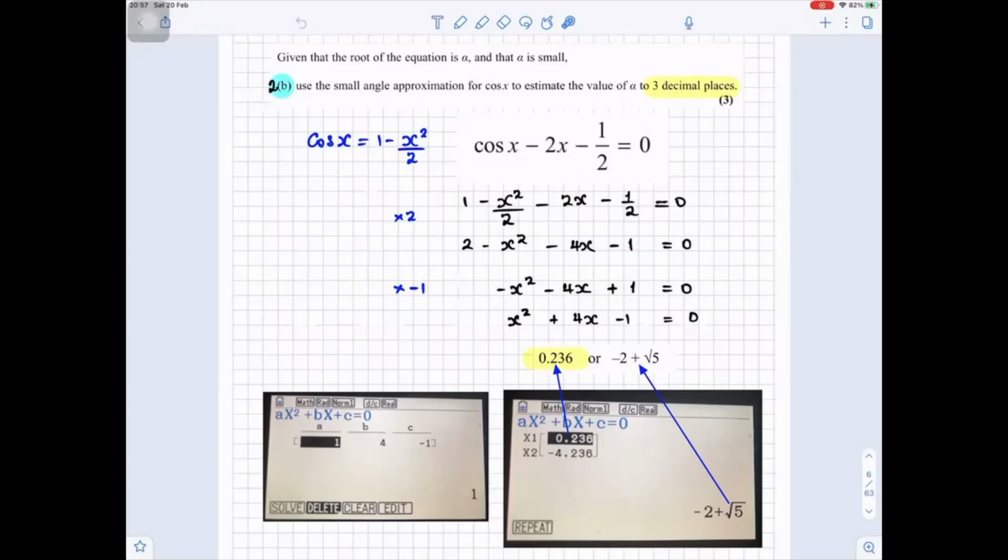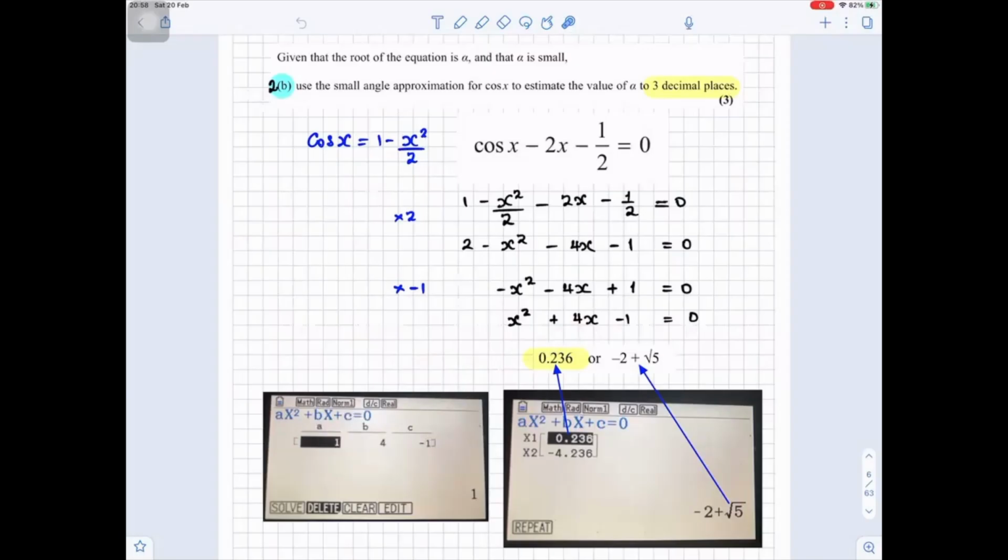Now you put this as a quadratic. 2 minus 1 is 1. So you have minus x squared minus 4x plus 1 equals 0. You can multiply by minus 1 to get x squared plus 4x minus 1 equals 0. Use your calculator. The number in front of x squared is 1, the number in front of x is 4, and the number on its own is minus 1.